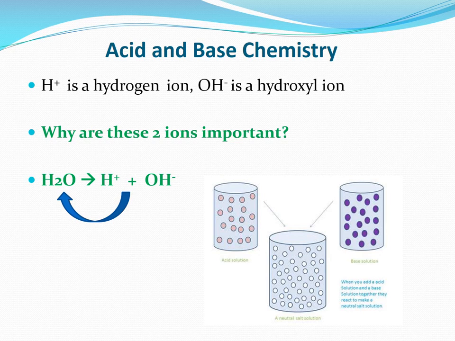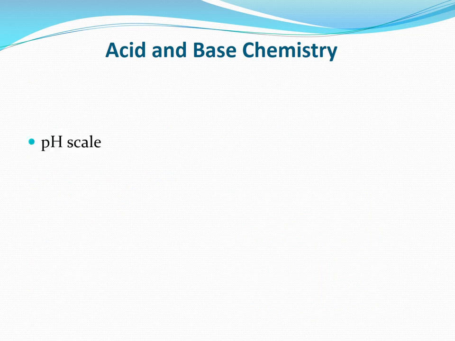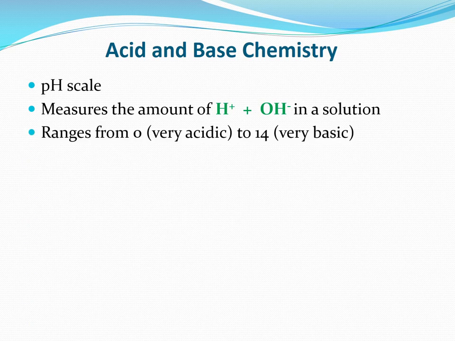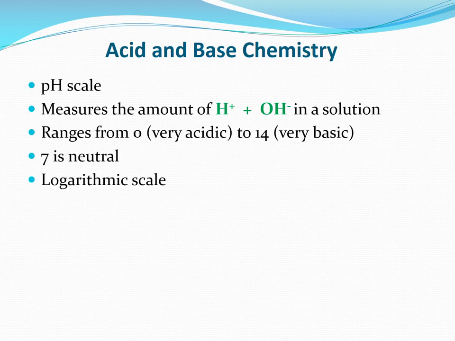Things that are more basic are going to have more hydroxyl ions in them. It's going to be a higher pH, up to 14, and things that are lower pH are going to have a higher level of hydrogen. This last slide talks to you a little bit about the pH scale. 14 is the highest, 7 is neutral, and 7 means that we have an equal number of hydrogen and hydroxyl ions in our solution. We can go from 0, which is very acidic, to 14, which is very basic. And again, keep in mind that this is all a logarithmic scale, and we'll spend more time looking at this in lab.